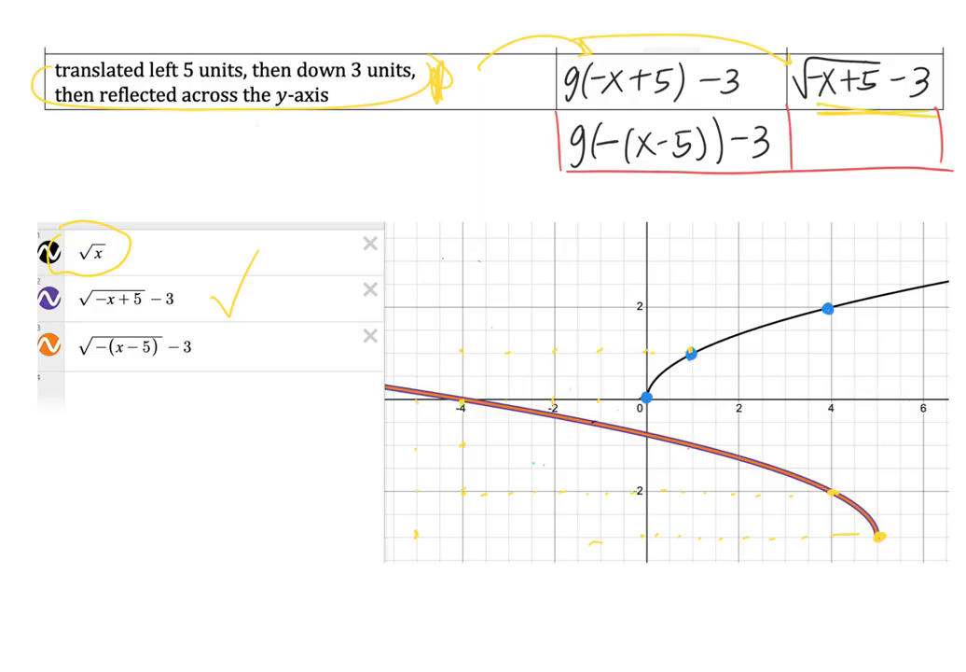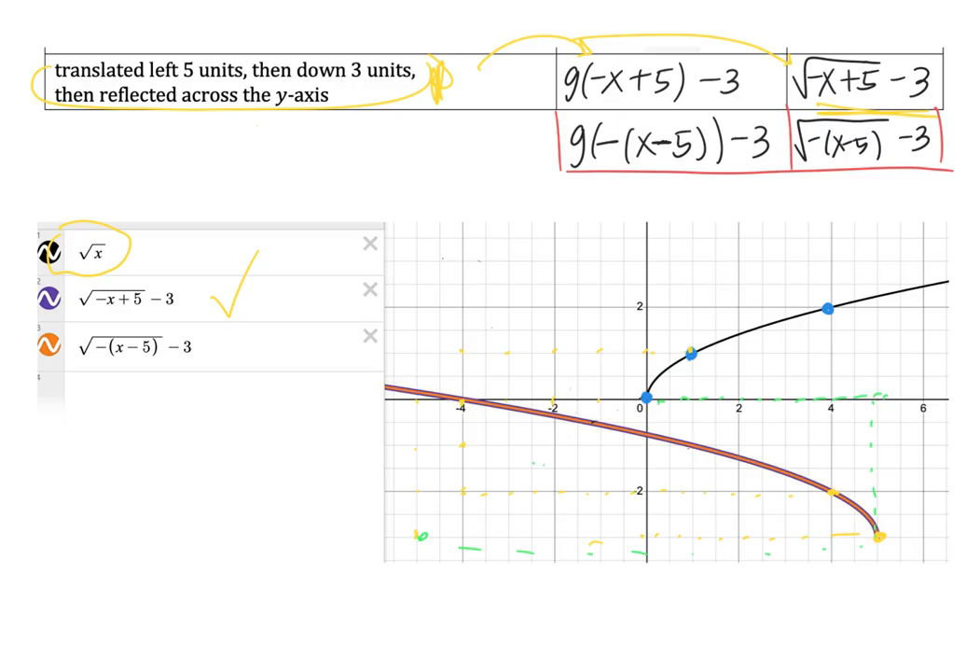So we should then have the square root of negative, then you put your parentheses of x minus 5, and then you have your minus 3. Now that no longer means that we are going to do these transformations in the same order. This time, because if I did that, this is now a right 5, right? If I went right 5 from this point, and then I went down 3, and then I reflected, I would be over here, and that is not what the graph wants us to do. So that wouldn't work.